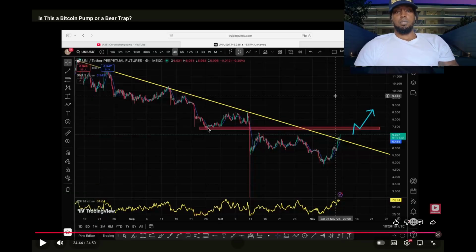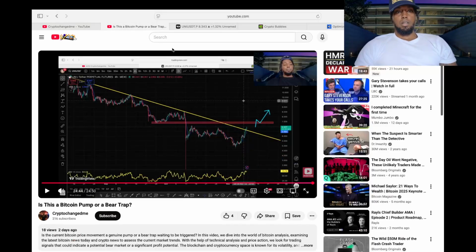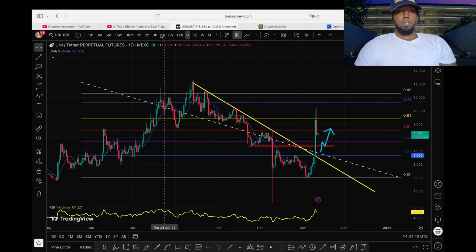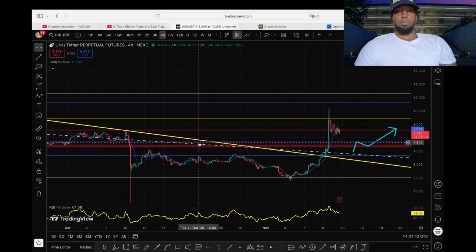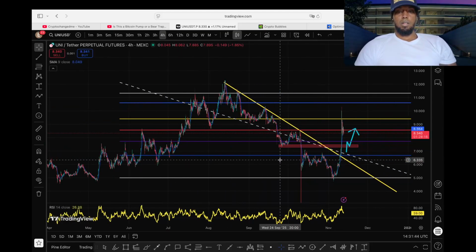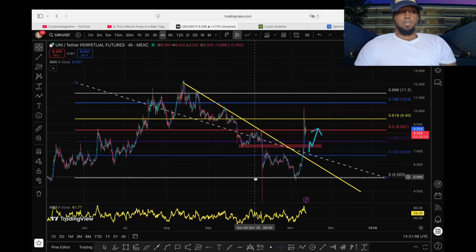So cool. This level, this is the keyest. This is the most important bit, because if you didn't enter here, this is the next entry. But we needed this red box to get flipped as support. Right now it's resistance. And now let's get into UNI. Let's get on the 4 hour, because on that video I was talking about it on the 4 hour. Let's get rid of the fib levels.